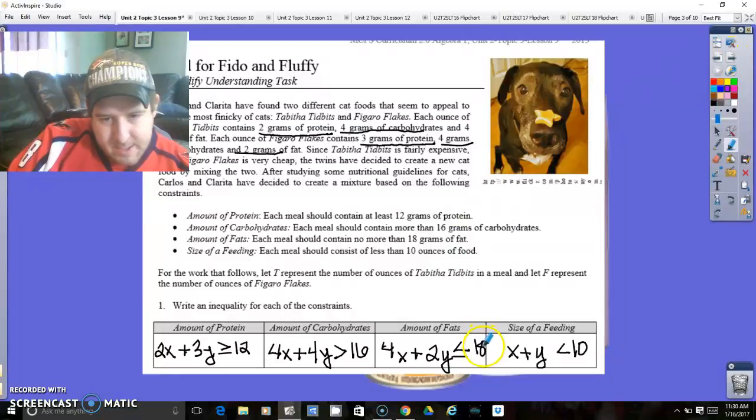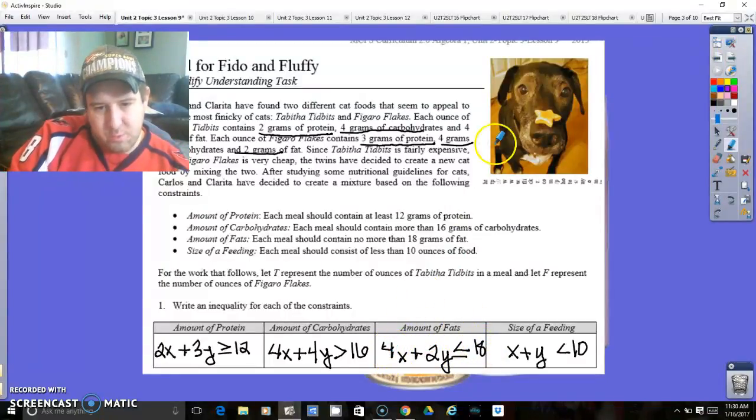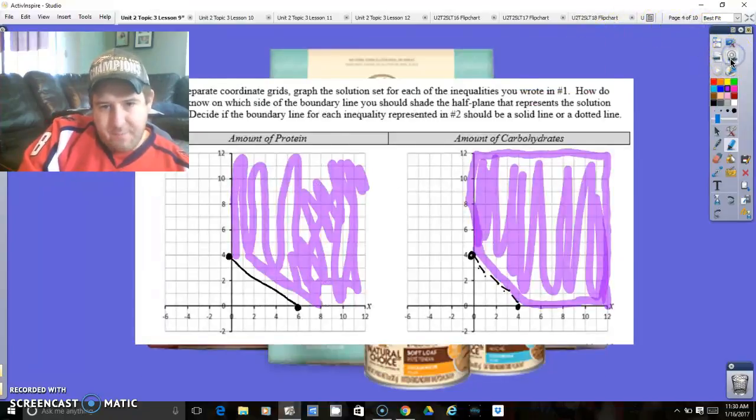All right, so the next one, 18 divided by 4 is 4.5, and 18 divided by 2 is 9. 4.5 and 9.